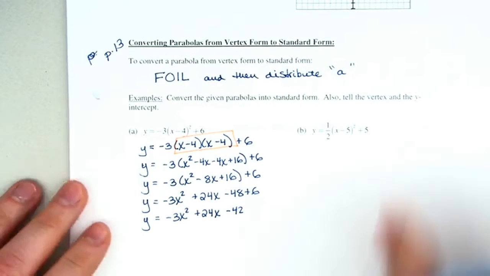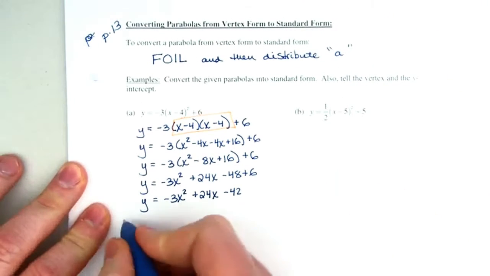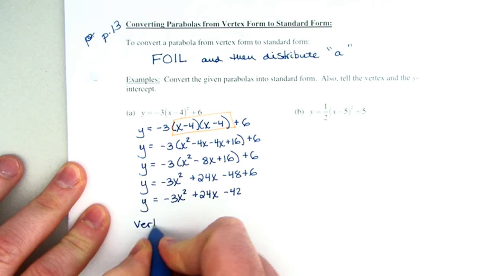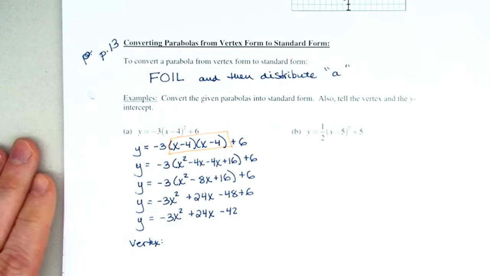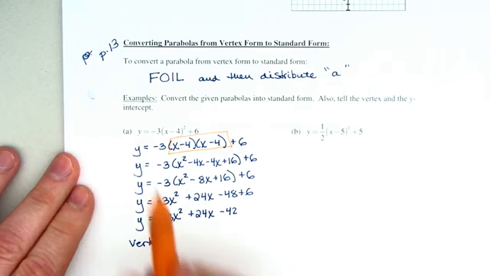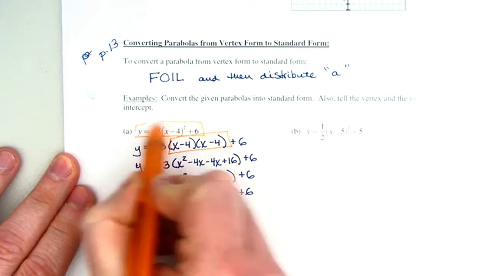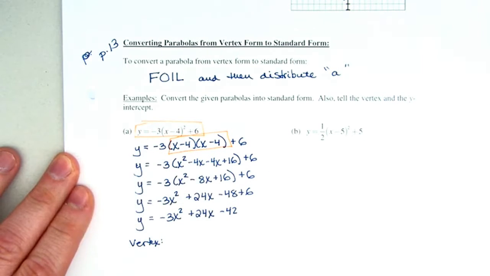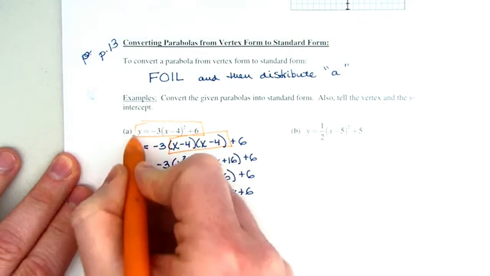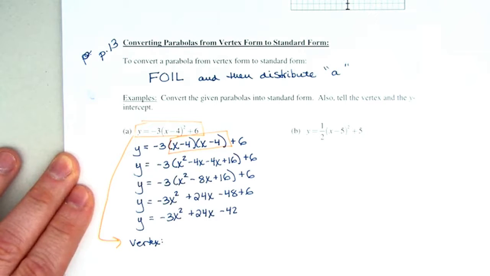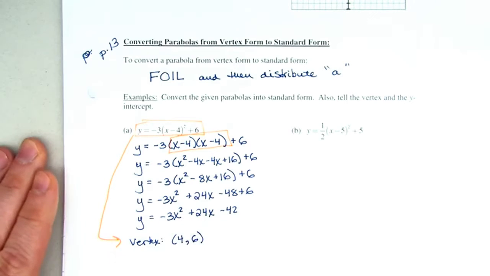Now, the directions also asked us to find the vertex and find the y-intercept. I am not going to find my vertex by doing -b over 2a. I could, but there's a much easier way to do it that I'd like you to use. The whole point is, if we have a parabola in vertex form, I can look at that right away and know my vertex. This parabola was shifted right 4, up 6. That's going to be my vertex. My vertex is going to be the coordinates (4, 6).